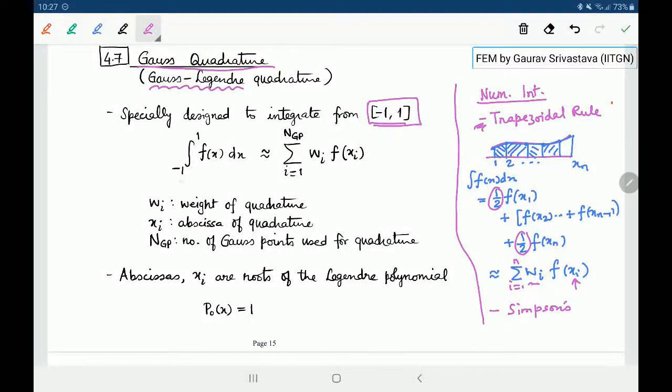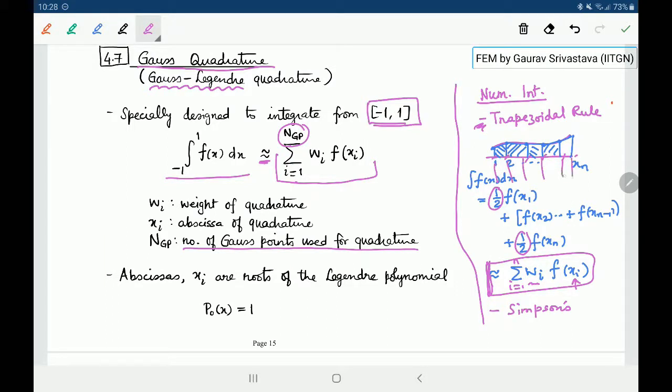Now we want to integrate a function, let's say f of x, from -1 to 1, and using the idea that we had from the trapezoidal method, we approximate this as a summation i equals 1 to ngp, where ngp refers to the number of Gauss points used for quadrature. You can relate this to the number of points that were used for the interval of the trapezoidal method. So this is the number of abscissas. The n in the trapezoidal rule and the ngp in Gauss quadrature have similar connotations.